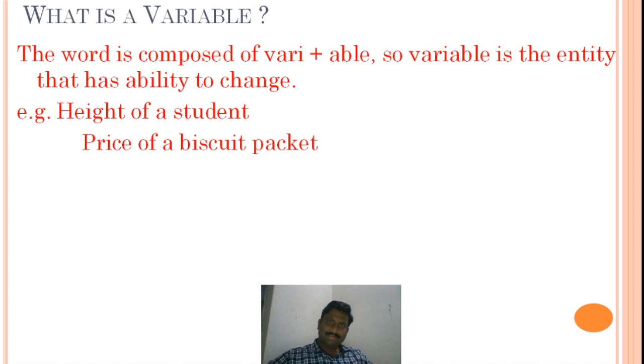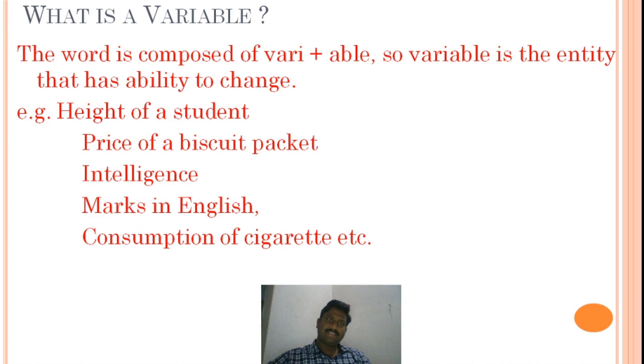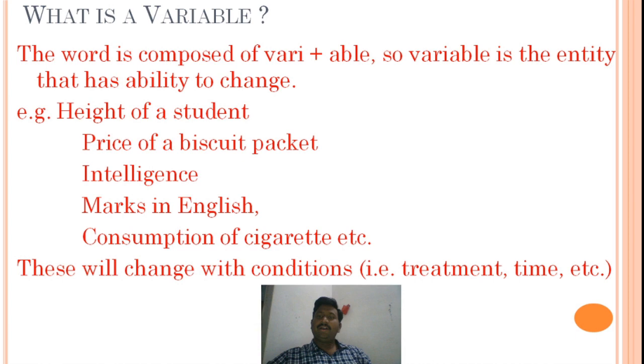Price of a biscuit packet can be one variable. Its rate will change with the time, with the increase in the weight of its ingredient. Other examples are intelligence of the student, marks in English, consumption of cigarettes, etc. So these variables change with time or any treatment. If you are doing an experiment, this can change. For example, you are teaching with some methods, so marks in English can increase or may decrease. So it will change with the treatment or experiment, or it will change with the time.